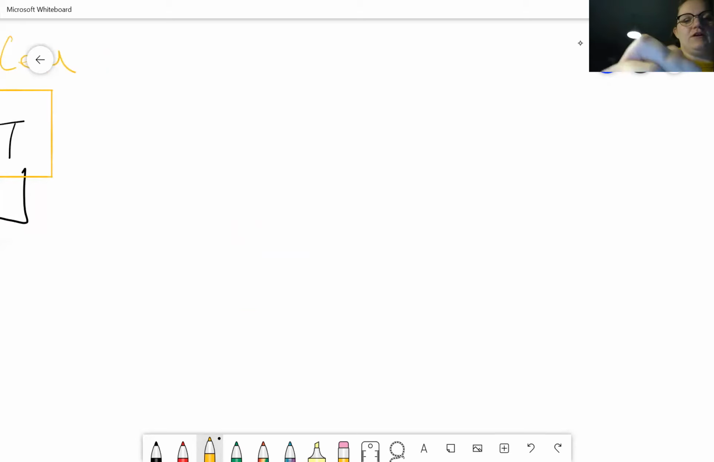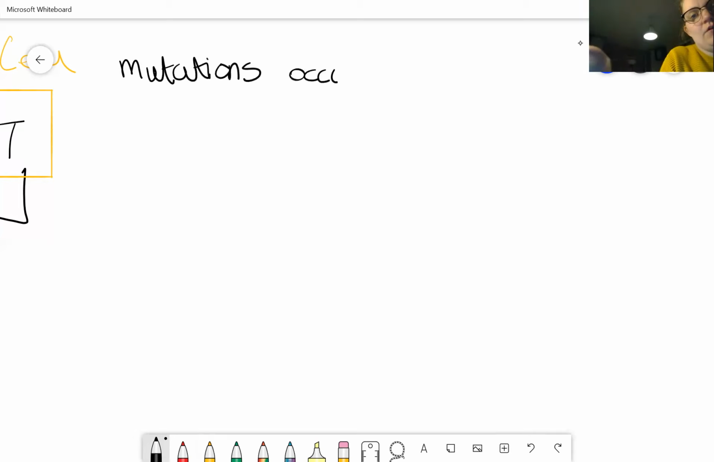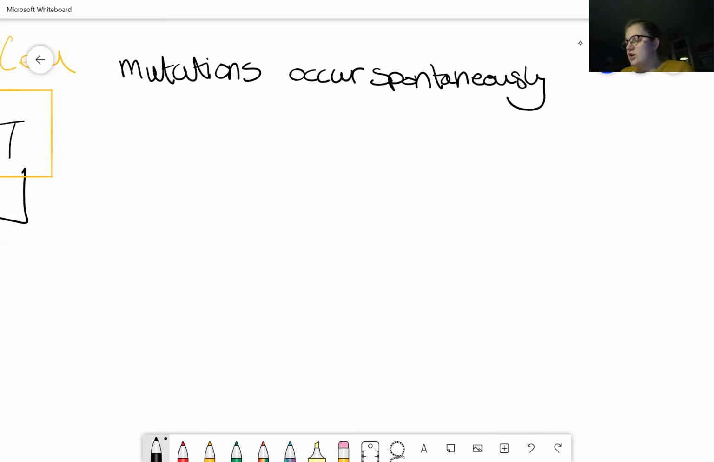So that is also really important to remember: mutations occur spontaneously. This can happen if DNA is misread during replication. But some things can increase this rate of mutations, and they are mutagenic agents.